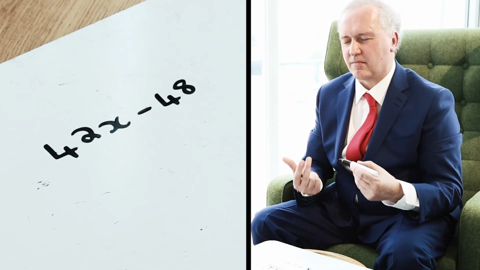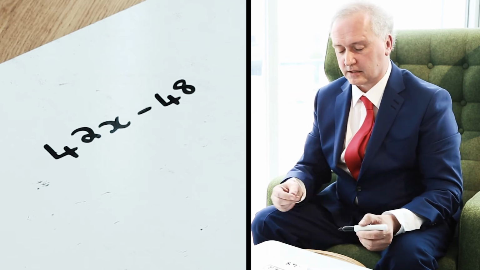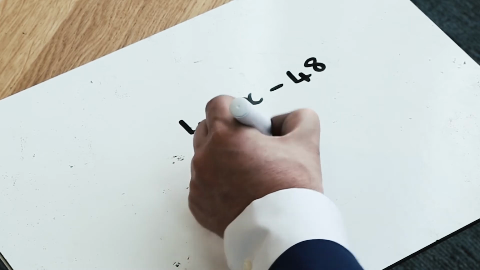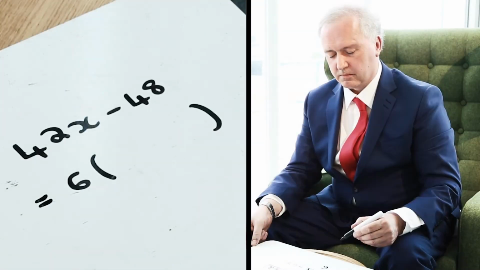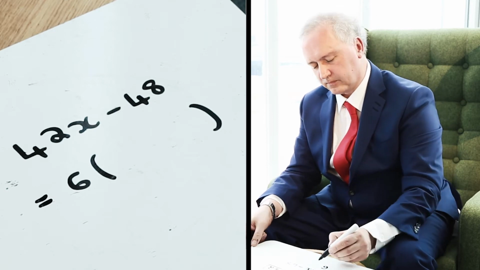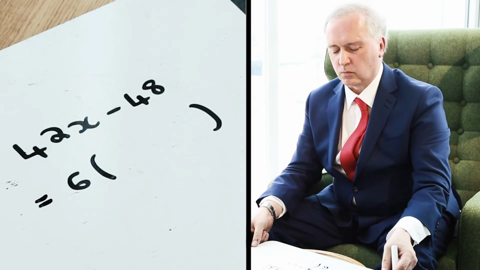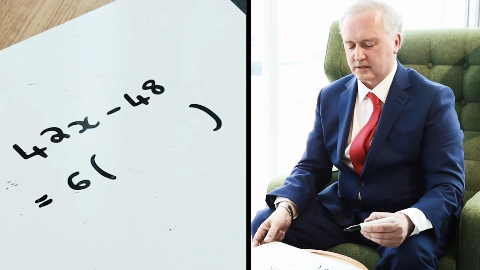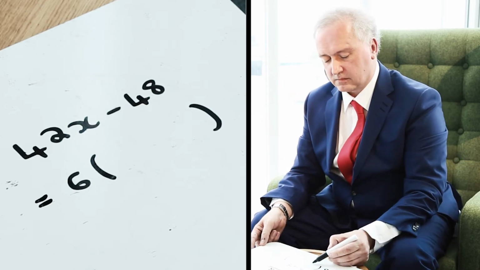So looking through the numbers in my mind, I'm thinking to myself, actually, 6 is the perfect number to take outside the brackets, because 6 is the biggest number that fits into 42 and fits into 48. So as a winning formula here, I'm now going to open up some brackets, and I'm going to say to myself, what needs to go here?